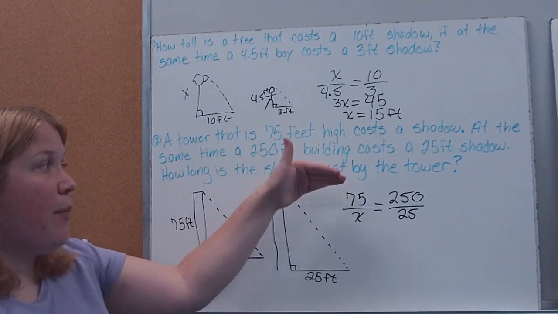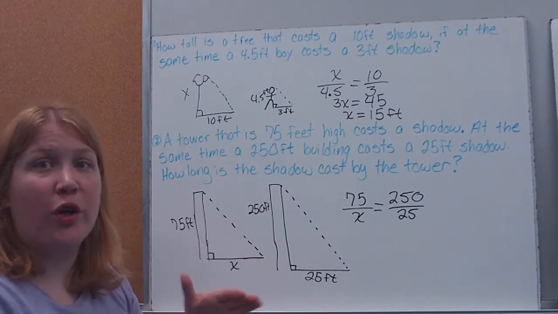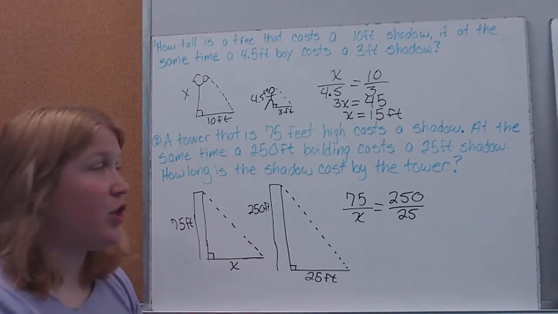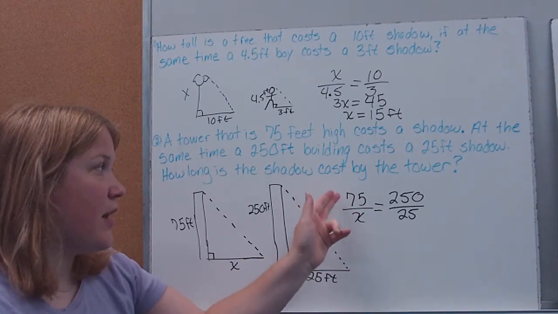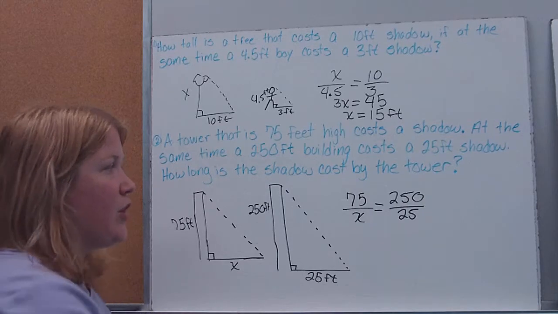So remember, both of the buildings were on top, both of the shadows were on bottom, so I know I'm good, okay? I know that I set everything up the way that it should be. It was tower over its shadow, building over its shadow. So everything's lined up the way it should be.